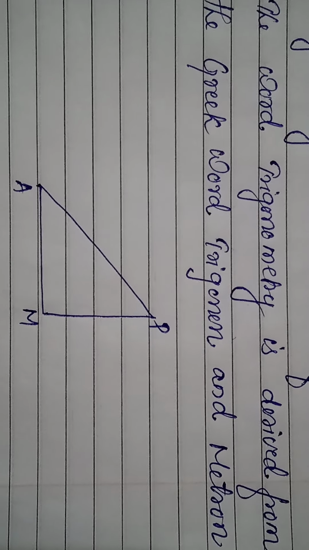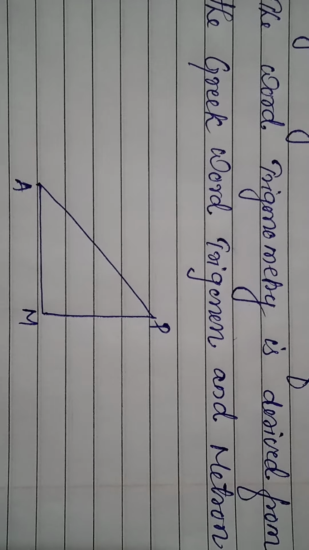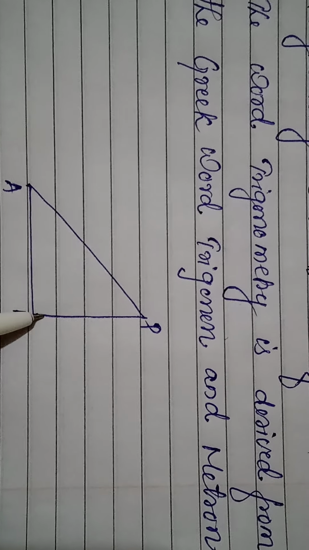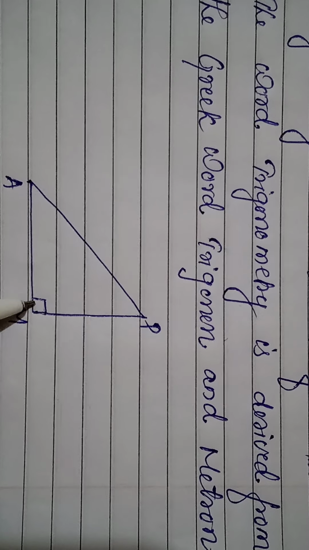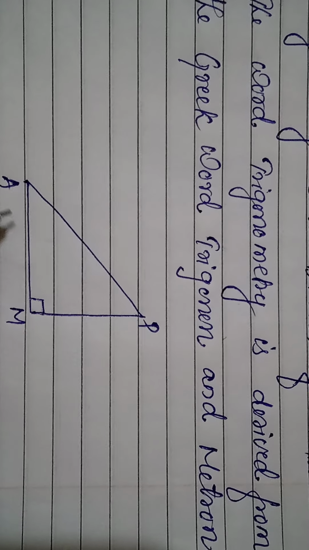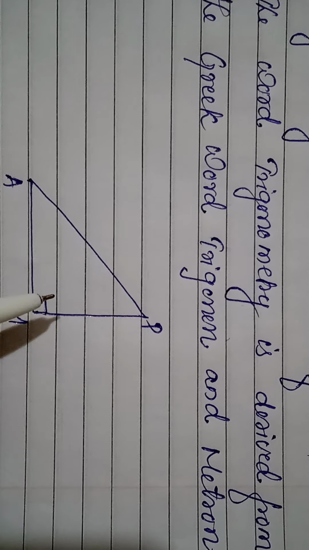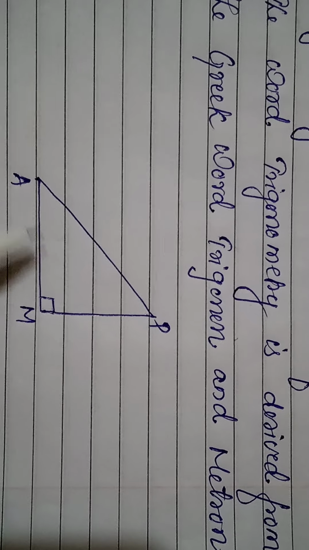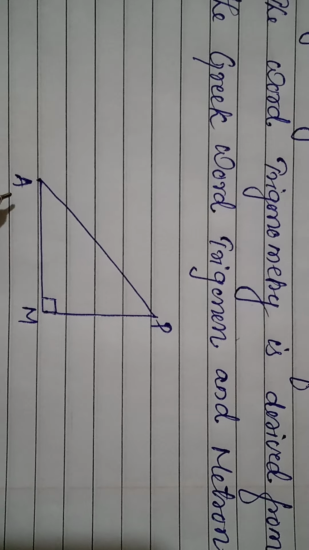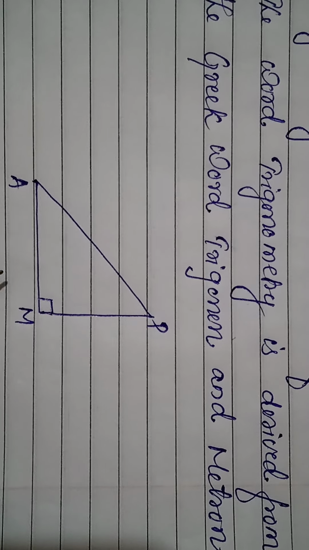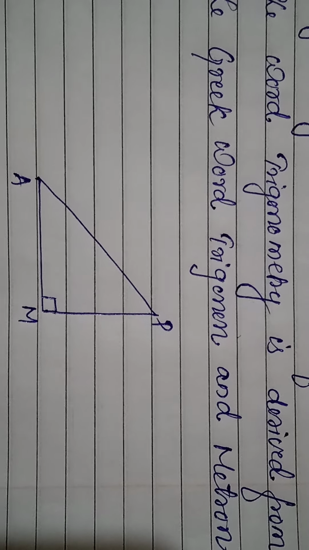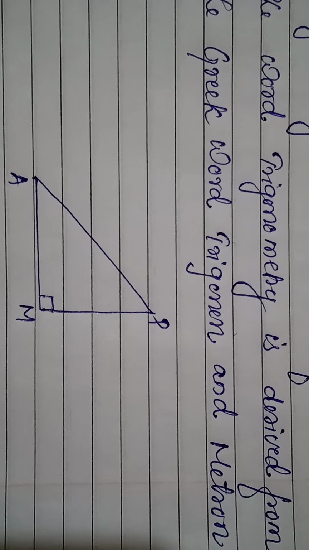So this is a right angle triangle. Right angle means this is 90 degrees. If this is 90 degrees, these two angles, angle A and angle B, are 45 degrees each. Then 45 plus 45 is 90, 90 plus 90 is 180 degrees. This is the angle sum property we studied in the previous classes.